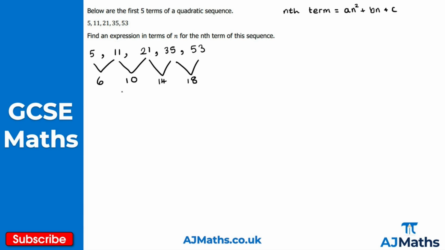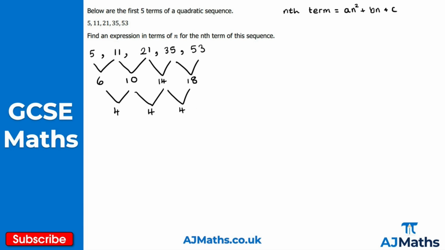So a bit of a tongue twister. So from 6 to 10, that's a difference of 4. From 10 to 14, that's also a difference of 4. And from 14 to 18, again, that is a difference of 4. Okay, notice these differences here are all the same, which is good. That's what we should get.